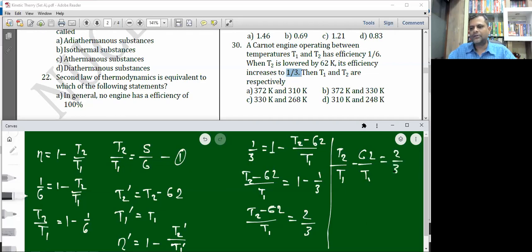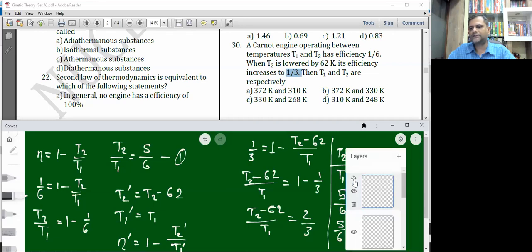2/3. But as we have already proved the value of T2 upon T1 to be 5/6, so just use it here and get it as 5 upon 6 minus 62 upon T1 is equal to 2/3, so that if we shuffle these terms again, then we can get this 5/6 minus 2/3 is equal to 62 upon T1. Okay, from this we are going to get this T1 actually.